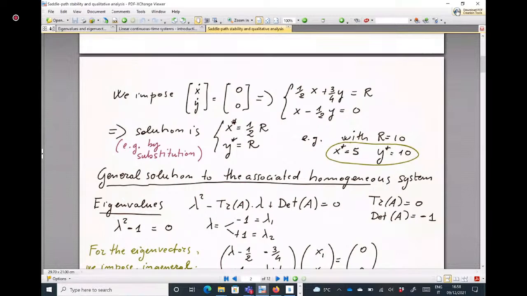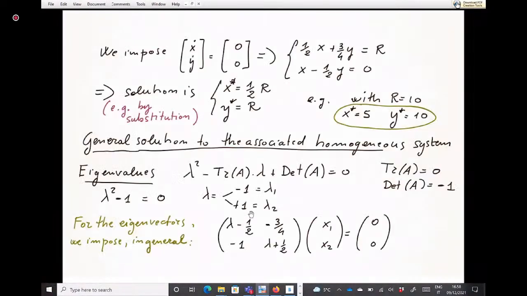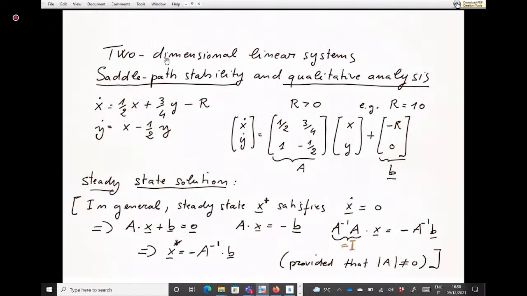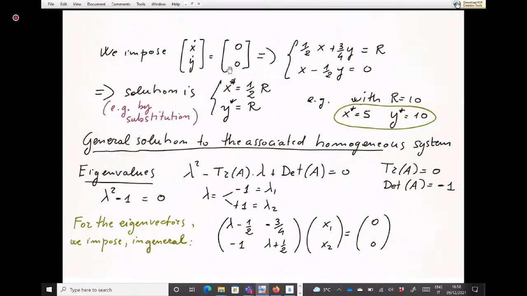Now, let me find the steady state of this model. If I set simultaneously x dot and y dot equal to 0, this means that I'm imposing 1/2 x plus 3/4 y minus r equal to 0, that is 1/2 x plus 3/4 y equal to r, and x minus 1/2 y equal to 0. Very easy to find the solution by substitution. y star is r, x star is 1/2 r. For instance, if r is equal to 10, x star is equal to 5, y star is equal to 10. This is our steady state.